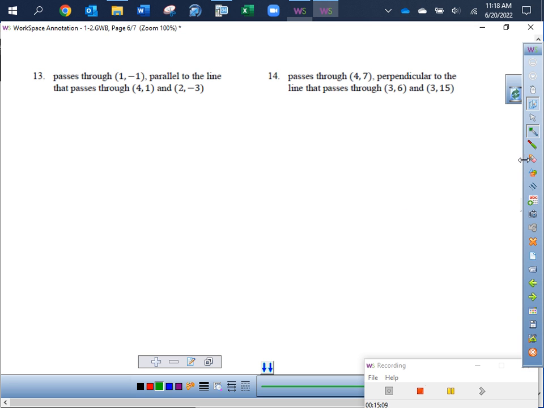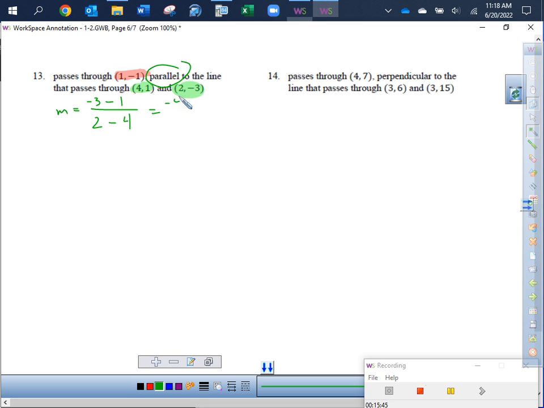Okay, next guy, check it out. We got to go through this point, so through the red point, and then my P word is parallel to the line that goes through these 2 points. Well, what? All right, here's what I need. When we're doing parallel and perpendicular stuff, I need to know the slope of the line they're talking about. They're talking about the green line. So I got to find the slope between those green points. y2 minus y1 over x2 minus x1.